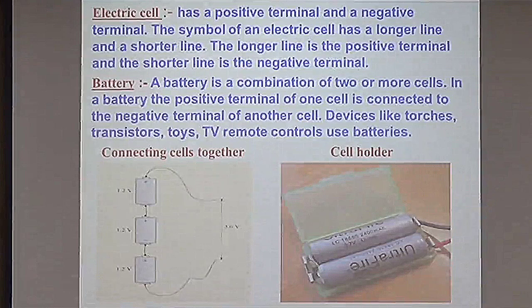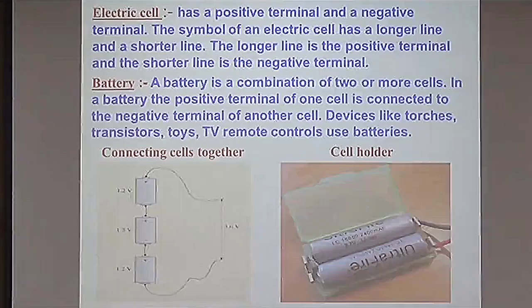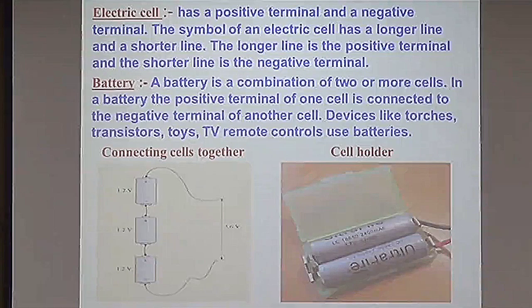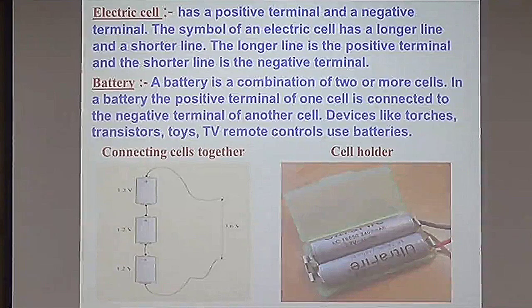Now what happens when we combine 2 electric cells or more than 2 electric cells? When we combine more than 2 electric cells, we actually make a battery. So this is a battery. Battery is a combination of 2 or more electric cells. Now how do we represent it? As I have already told you, we represent it through a large line and a small line. Again, the battery is a combination of 2 or more cells.